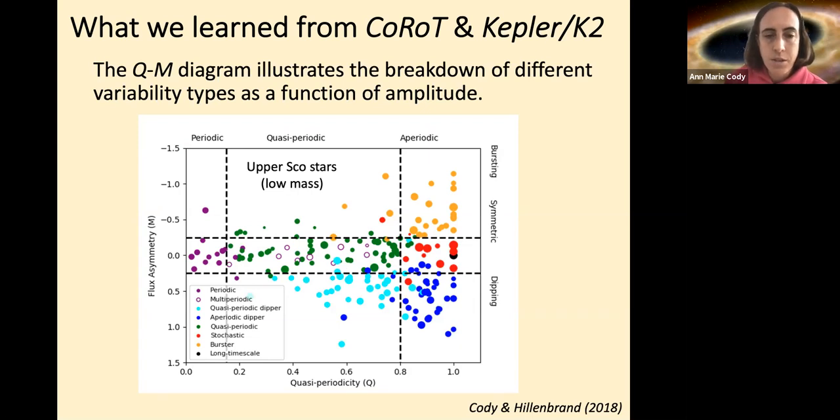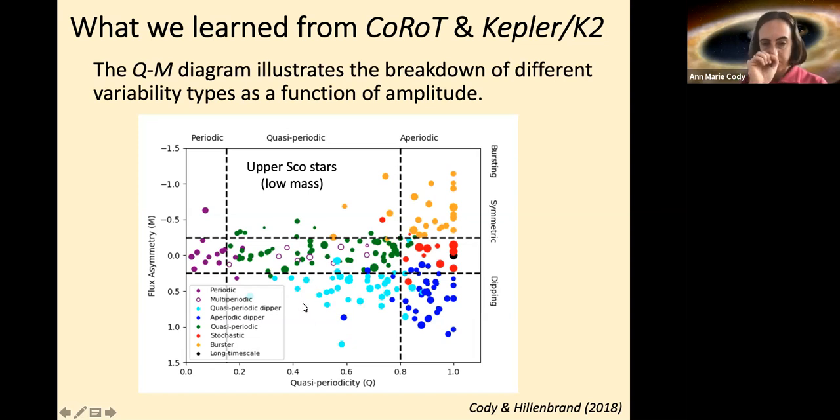if you want to see the details, if you measure them for a large sample of young stars, and then you plot Q versus M, you basically get all these different categories of variability, which are here colored by eye, according to the by-eye variability classification for a sample of low mass stars in the Upper Scorpius region. So you can see in the legend here what all these different variability types are. And then you can see where on the diagram these variability types tend to fall.